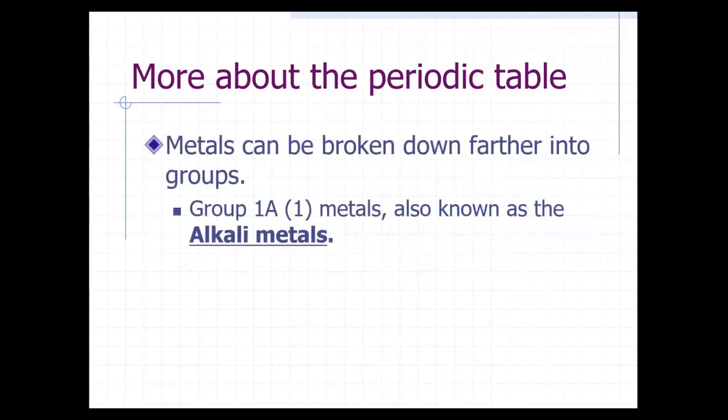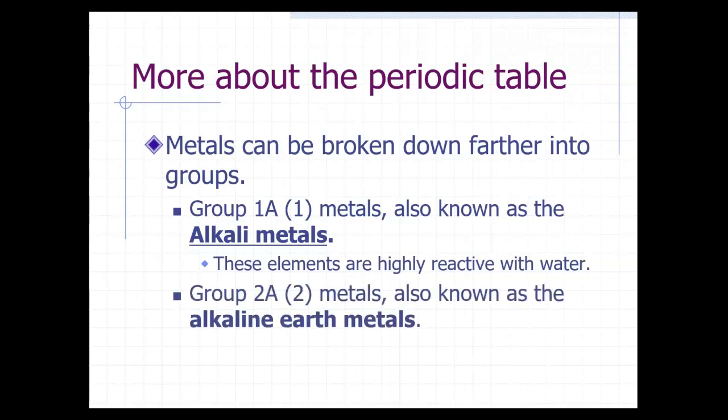Okay. Metals. So now here we're going to talk about how certain groups have special names. Group 1 of the periodic table, which is also known as group 1A, is called the alkali metals. So that would be lithium, sodium, potassium, cesium, rubidium. They react very violently with water. Group 2, beryllium, magnesium, calcium, strontium, barium. They're called the alkaline earth metals.